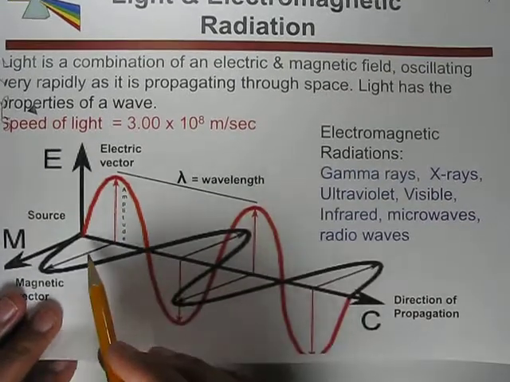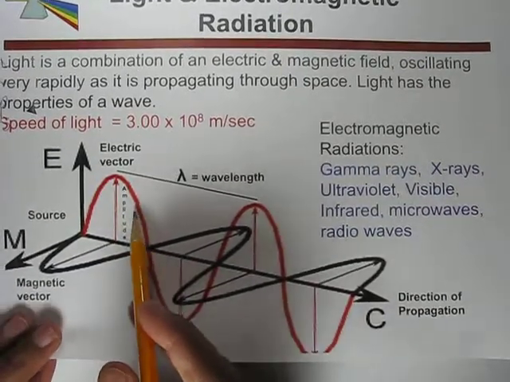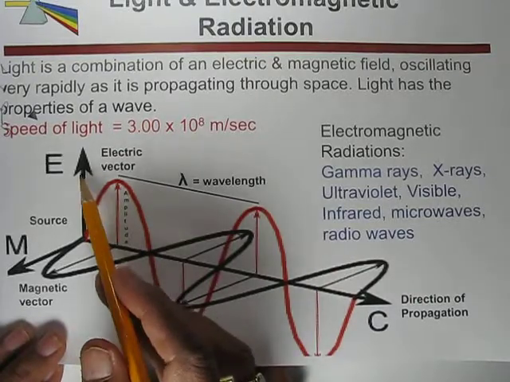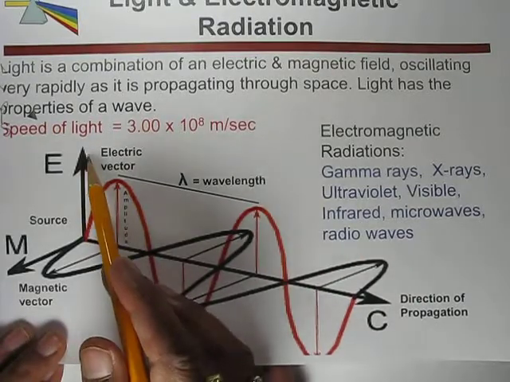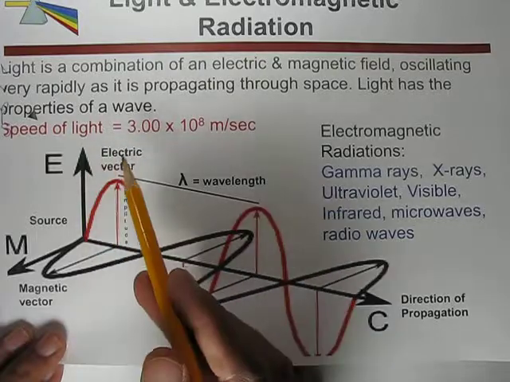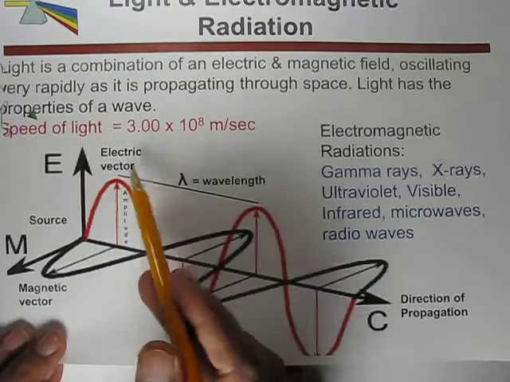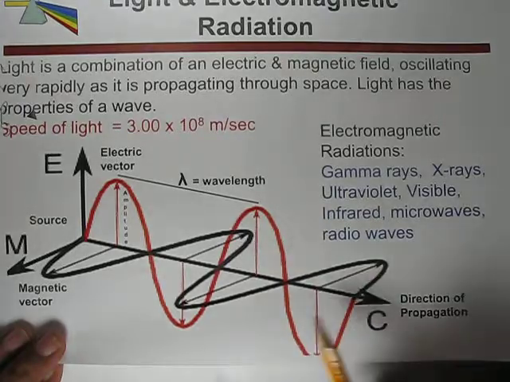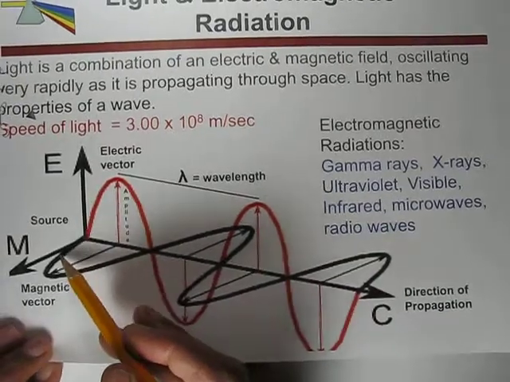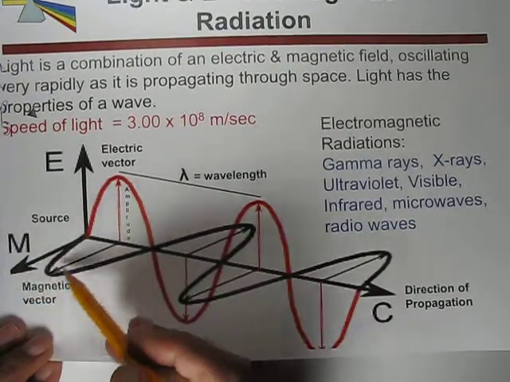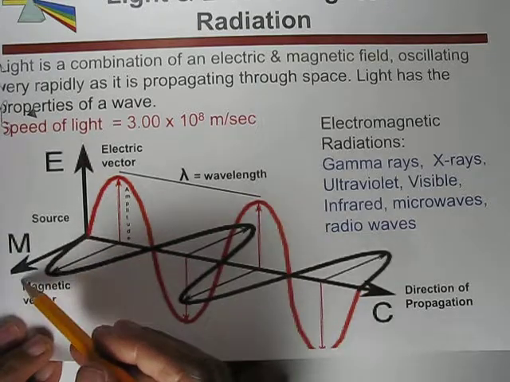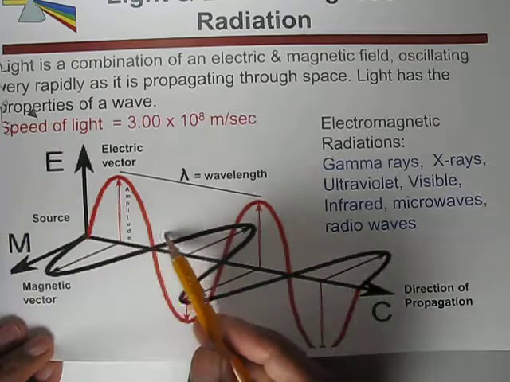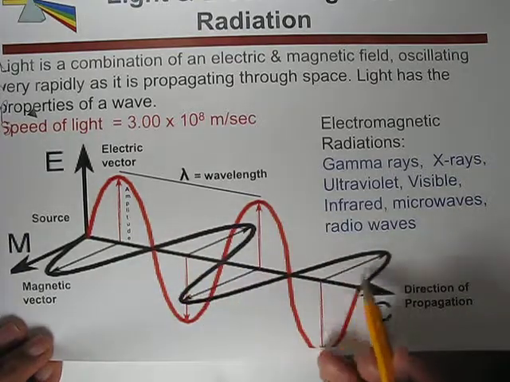So this diagram shows that an electromagnetic wave has 2 components. Number one, the vector on the y axis is the electric vector, which is going up and down with the red wavelength, and then the magnetic vector is on the z axis, and it is going back and forth.